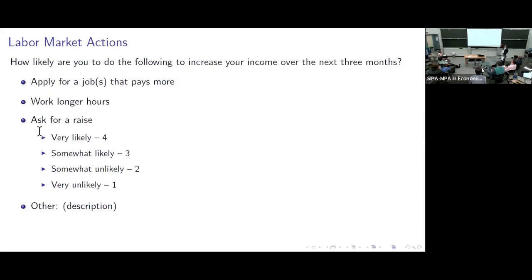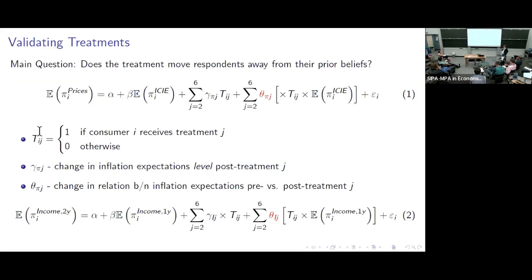And in a final step, we're also going to ask them about labor market actions, in particular, how likely they are to do any of the following three options in order to increase their income: apply for a job that pays more, work longer hours, ask for a raise. They need to rate each one of those options from very unlikely to very likely. If none of those fits them, they can just describe with their own words what they're going to do.